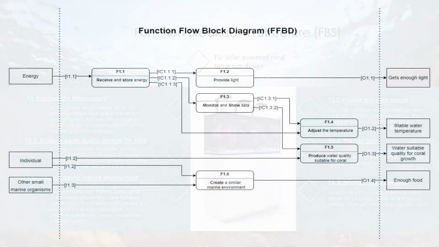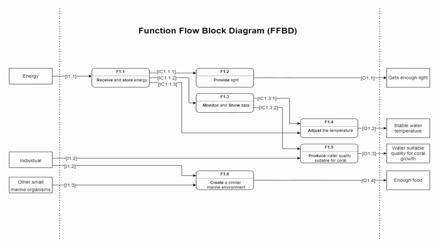For the function flow block diagram, also known as FFBD, we have 3 inputs, which are namely energy, individual, and other small marine organisms. And with arrows pointing to the functions, it leads us to the 4 outputs, which are enough light, stable water temperature, water of suitable quality for coral growth, and enough food respectively.